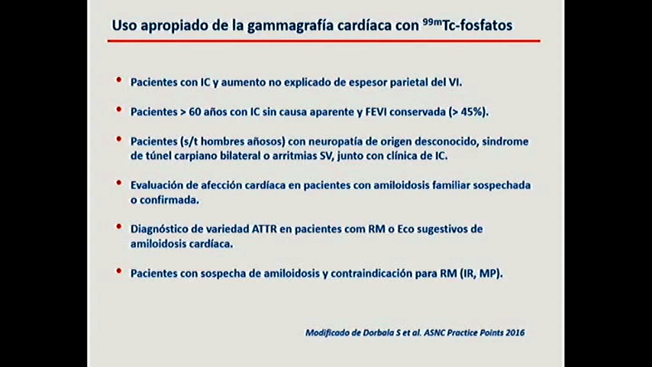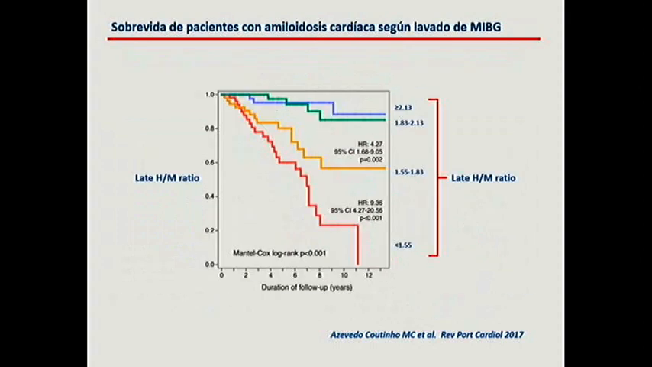These are recommendations from Gasnick, and it would be the following clinical scenarios. Patients with cardiac insufficiency, no aortic stenosis, no hypertension, no prolonged hypertension, patients older than 65 with cardiac insufficiency with no apparent cause, and with PV that is conserved or relatively conserved.